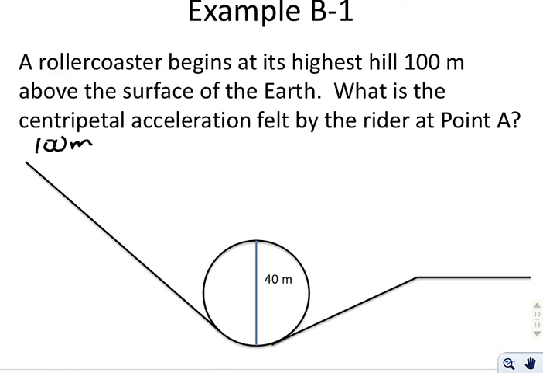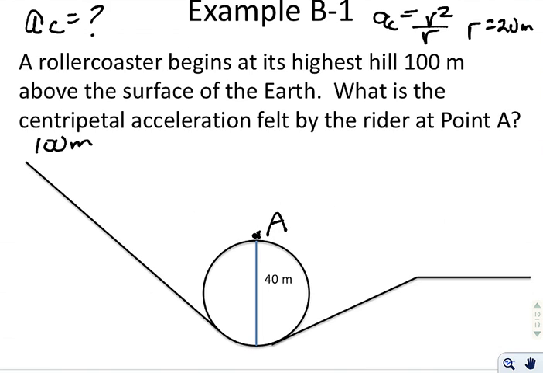It says, what is the centripetal acceleration felt by the rider at point A? That point A was missing from the picture, but you want to know what the centripetal acceleration of the rider is at that particular point. Well, that's a kind of a review question. Centripetal acceleration requires that you know the velocity and the radius. The radius is pretty easy to figure out. The radius in this case is going to be 20 meters, which is half the diameter of the loop. So really, the only thing that I need in order to solve this question is the velocity at point A. What I'm going to do is look at it in terms of energy.